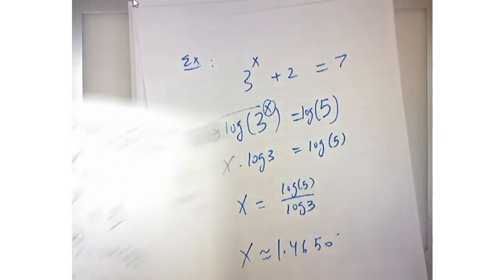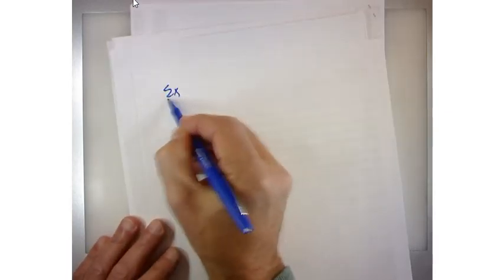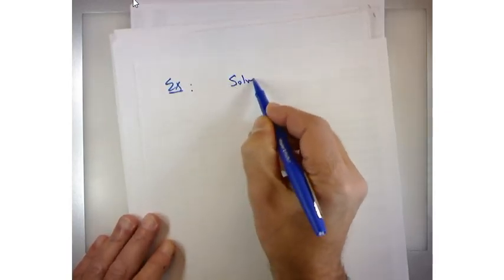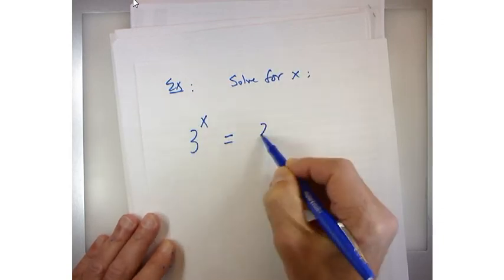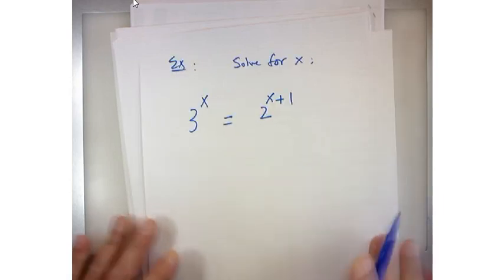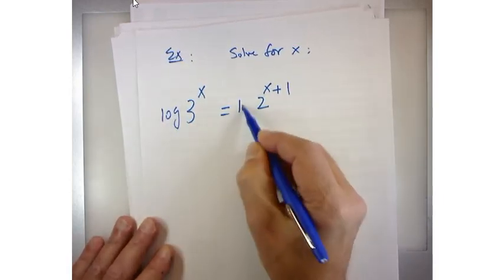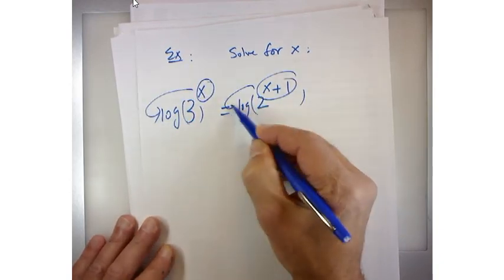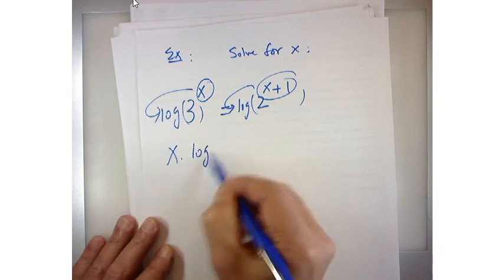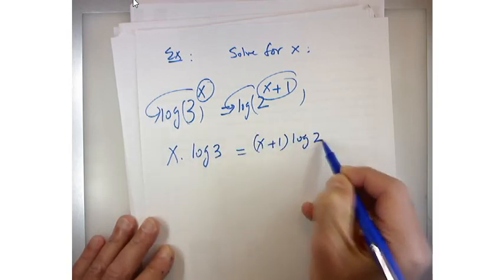Now if we do something like this, this is one of the tough ones. Solve for x: 3 to the x equals 2 to the x plus 1. Well, the base is neither 10 nor e, so we're going to take the log of both sides. The power rule tells us to take the exponent and multiply it by the log. x times log of 3 equals x plus 1 times log of 2.